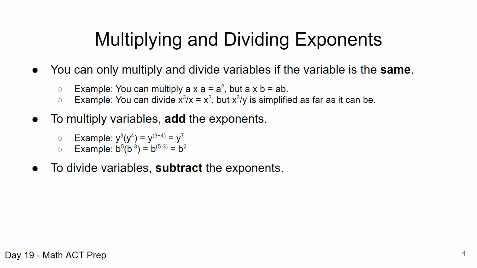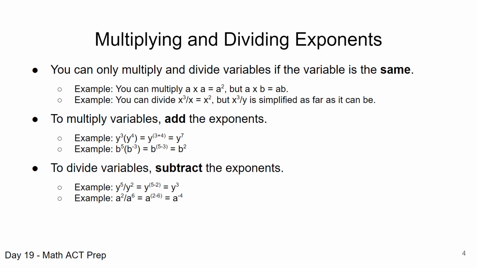Now, with dividing variables, again, with the same bases, we can divide by subtracting the exponents. So if we have y to the fifth divided by y squared, same base of y, so we can take 5 minus 2, and we end up with y cubed. What about if we have a larger number in the denominator? We can set it up, same base of a, so we subtract, because we're dividing, 2 minus 6 gives us an a to the negative 4.